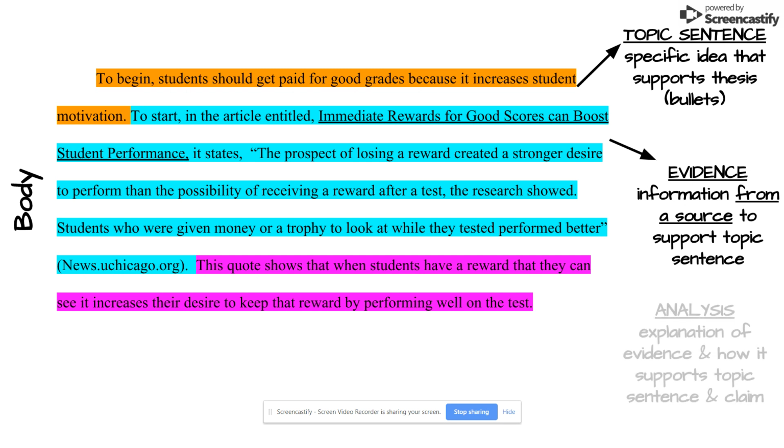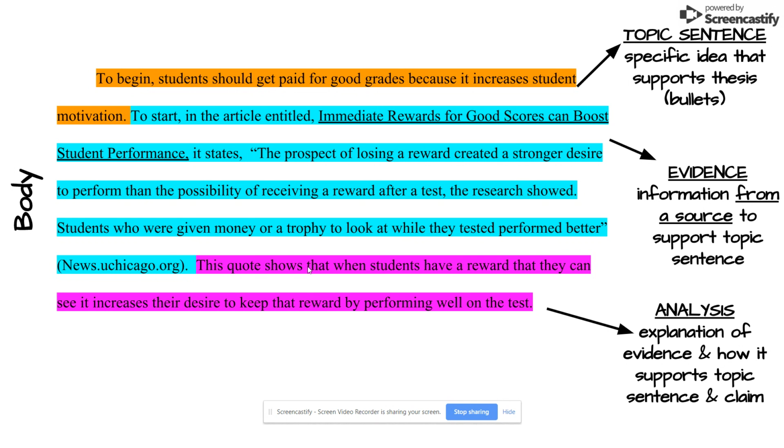The last portion I'm noticing of this body paragraph is the analysis. Again, it's a really similar pattern to the body paragraphs that we saw and practiced in the informative unit. This analysis is really an explanation of the evidence and how it supports the topic sentence and the claim, right? So I'm hearing a phrase like this shows, really explaining how the evidence shows why students should get paid for good grades, and really explaining how the evidence supports the idea that this might improve and increase student motivation.